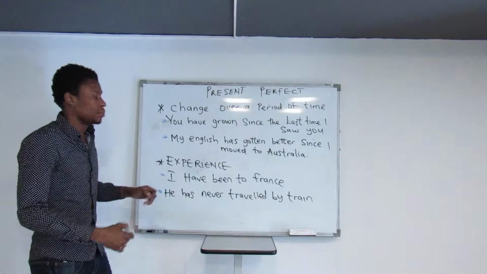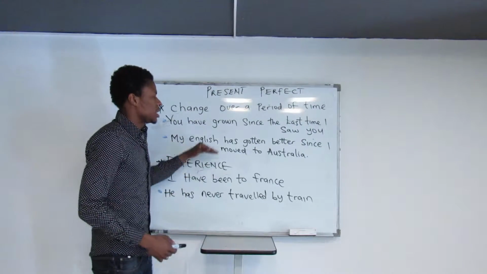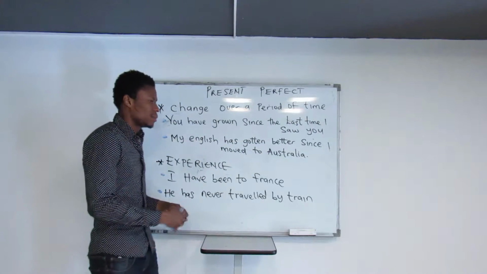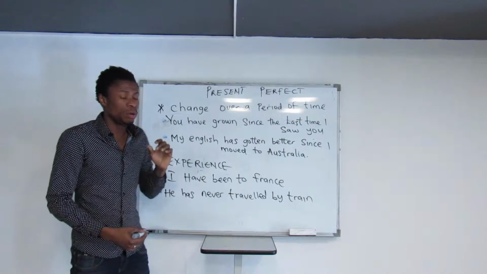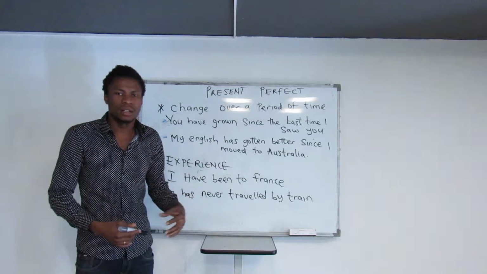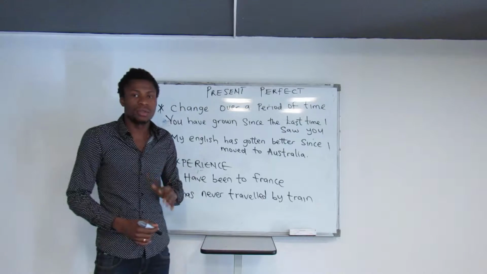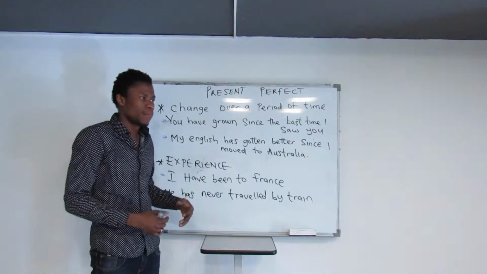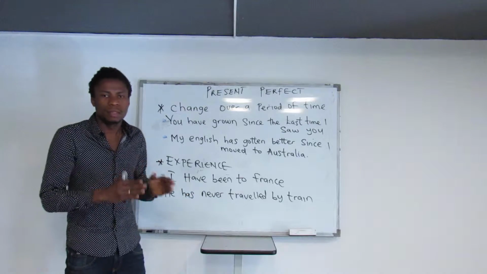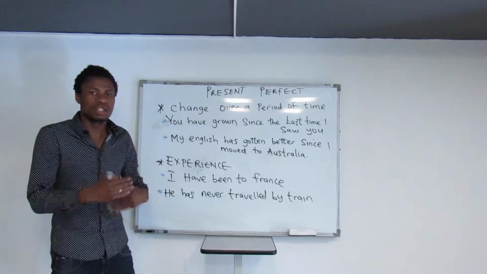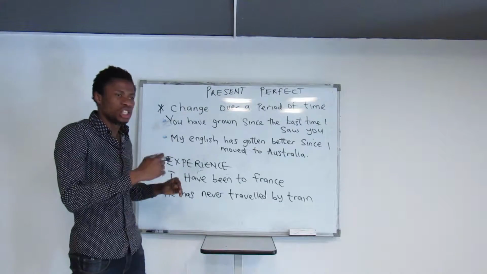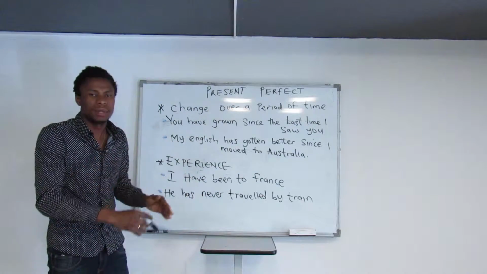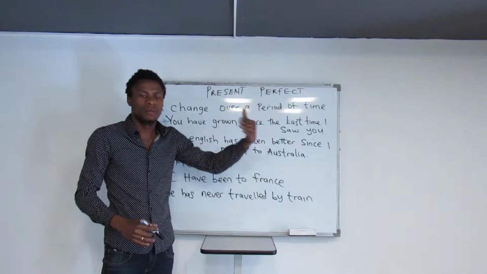Now, another example is, my English has gotten better since I moved to Australia. It means maybe before you moved to Australia, your English was not so good. But after you moved to Australia 2 years ago, and within the period of 2 years, your English has gotten really good. So it is a change that happened over a period of time. It didn't just happen immediately, it happened over time.